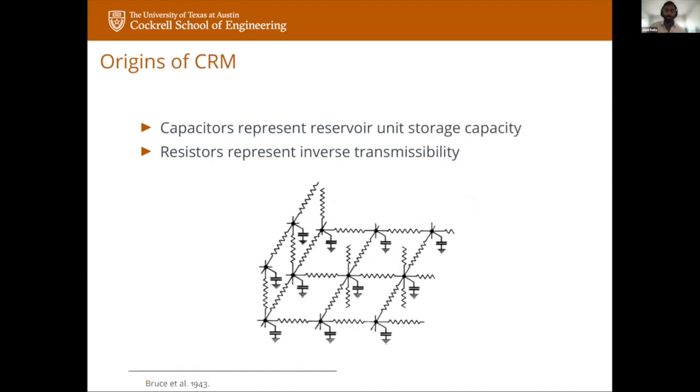But then they decided to use an electrical analogy to model flow rate. So they built an actual physical machine similar to the schematic below. Here, the capacitors would represent the reservoir unit storage capacity of each of the grid blocks, and the resistors are the inverse of transmissibility.